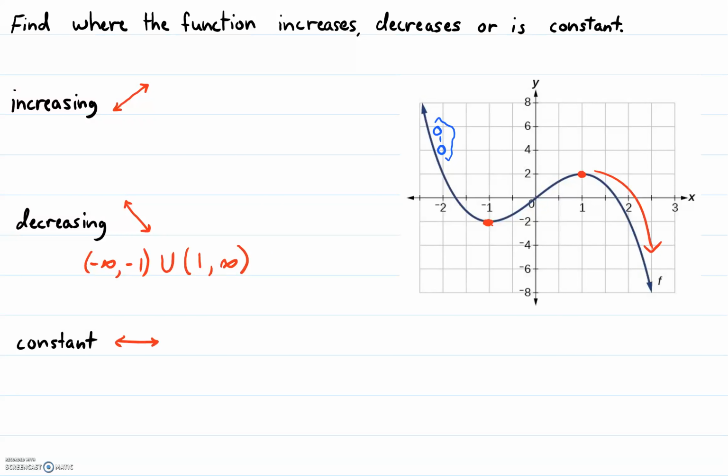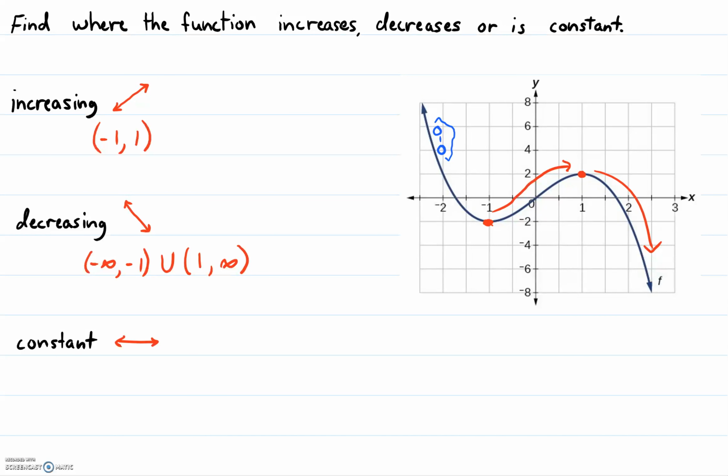So that takes up almost all of this graph. There's this little section in the middle where something's happening between x equals -1 and x equals 1. And in that section, you're going uphill, so that would be an increasing section. So from -1 all the way to +1, that's going to be increasing. And for this particular example, we don't have any areas where we're constant, so we don't have to list anything there because there are no constant areas.